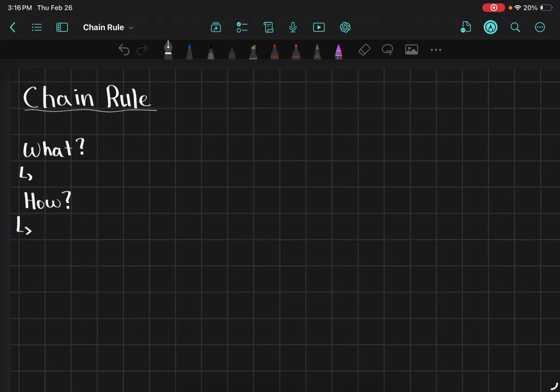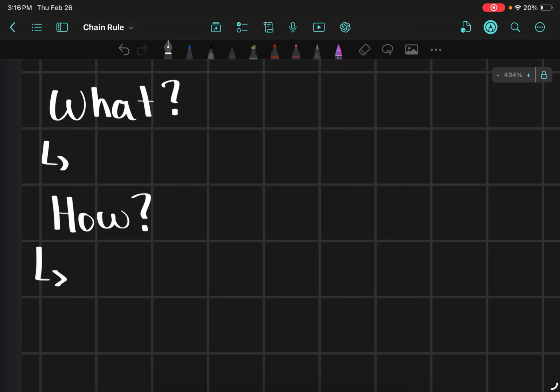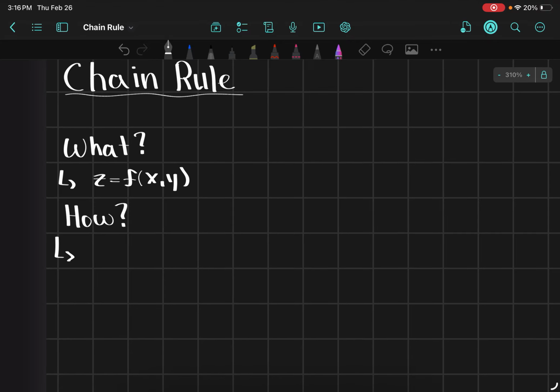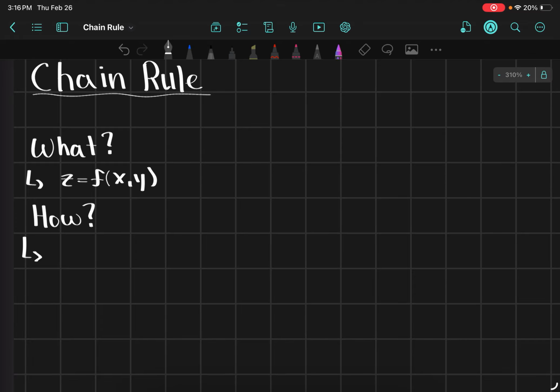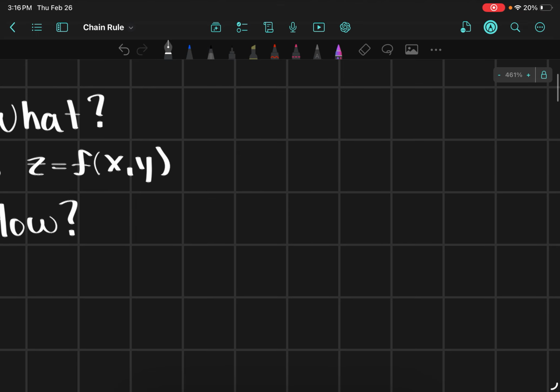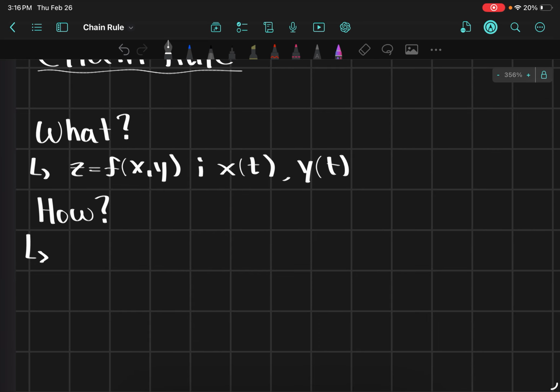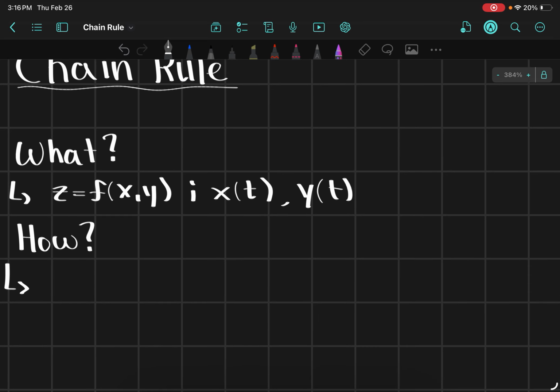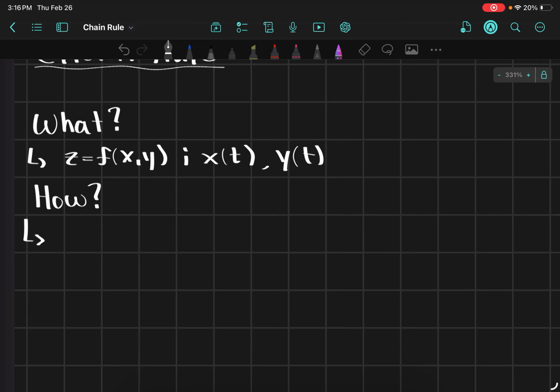Well, say we have some kind of function z equals f of x, y. We can take partials of that. We can take double partials. We can take however many partials we want. But what if, for instance, our x was some function x of t, and our y was also some function of the other variable t? So that is essentially what the chain rule is: what if we wanted to take the derivative with respect to t?